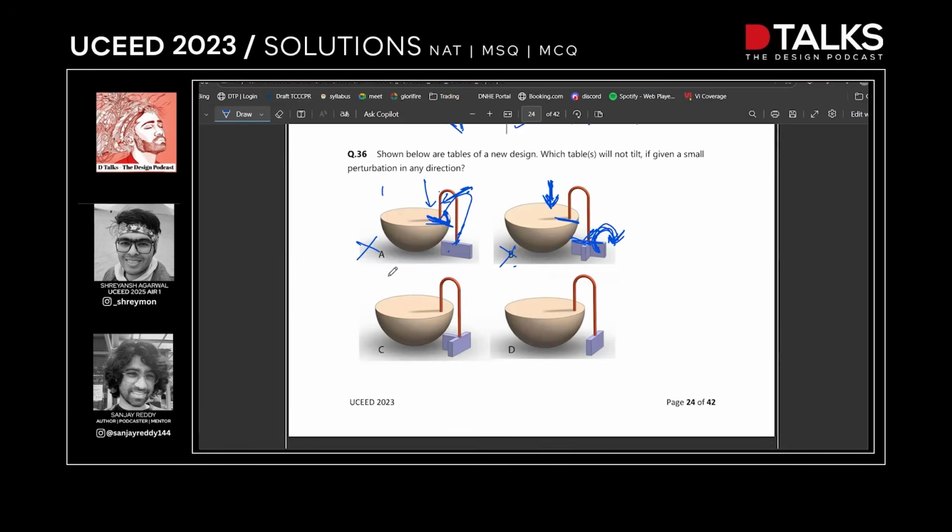Option C, if you apply force here, this will stop it. If you put a force here, this particular part will stop it, and if you put a force here, this particular part will stop it. Option C is fine.